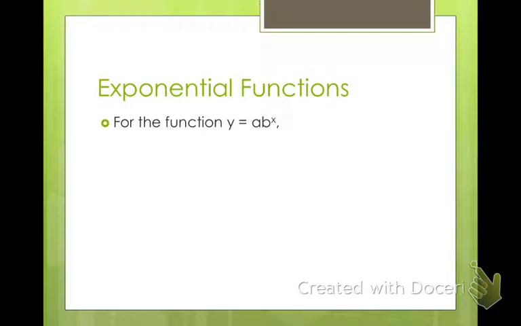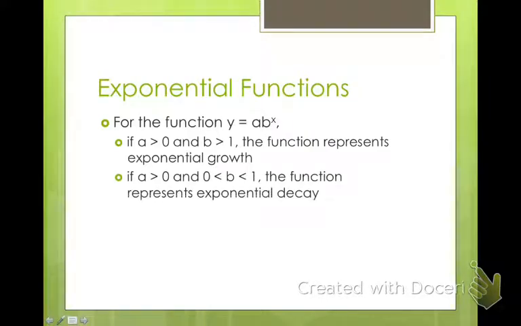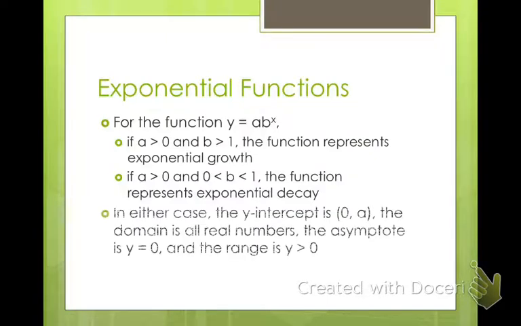Okay, so for exponential functions, here's our standard form, y equals a b to the x. So if a is greater than 0 and b is greater than 1, then the function is exponential growth. So if b is greater than 1, it's a positive number, things are going up, that's growth. If a is greater than 0 and b is between 0 and 1, that means it's some kind of fraction that's not a whole number. This is exponential decay. So between 0 and 1, it's decay. In either case, the y-intercept is a. That's where it crosses the y-axis.